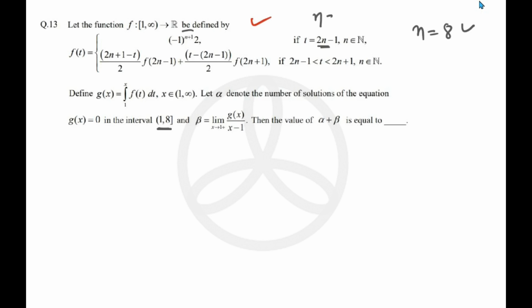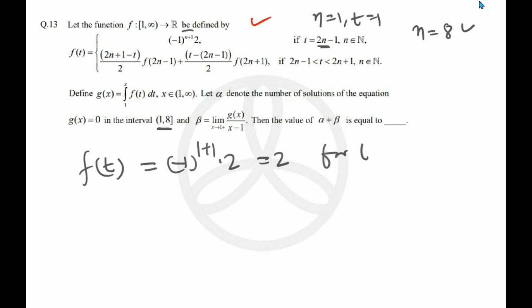For n is equal to 1, t will be 1. Okay, so what will be f of t? f of t will be minus 1 to the power 1 plus 1, which is 2, for t is equal to 1. Okay, what is going to be the next number we take will be n2, because natural numbers will be n1, n2, I mean 1, 2, 3, 4, like that. So n2 will give us t is equal to 3.